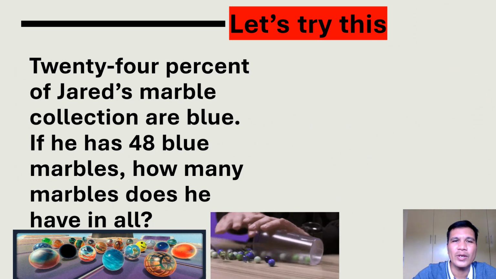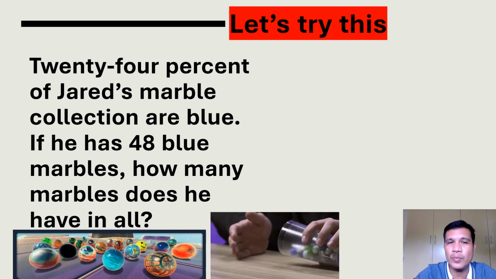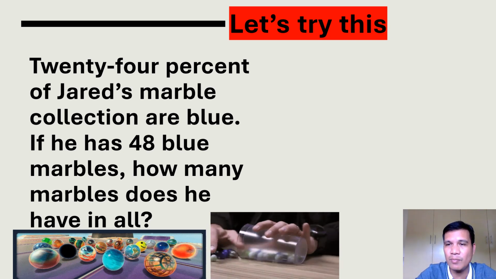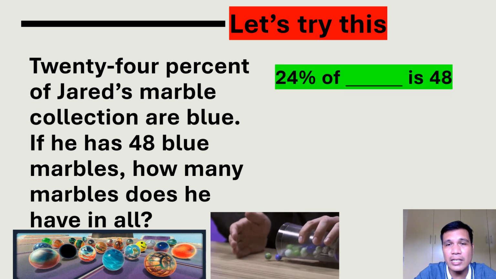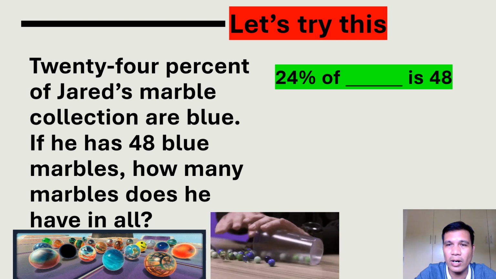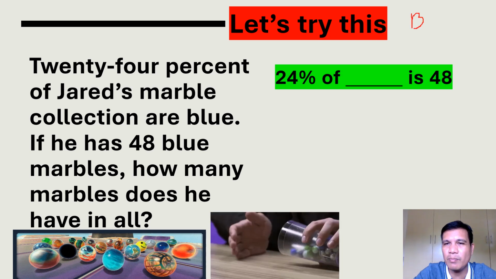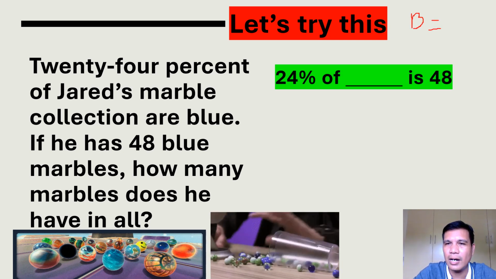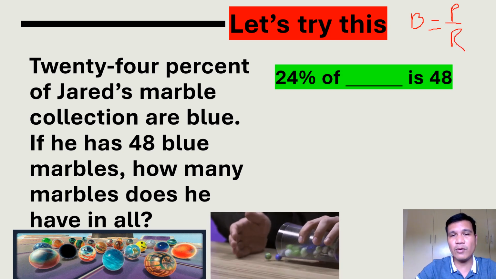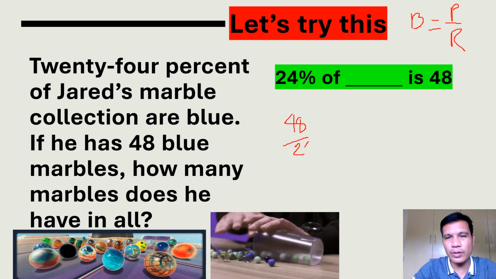Let us try this. 24% of Jared's marble collection are blue. If he has 48 blue marbles, how many marbles does he have in all? So let us find 24% of blank is 48. So again, we are going to get the base. At ang pagkuha ng base, that is percentage divide by rate. So, ang percentage natin ay 48. 48 natin, i-divide natin sa 24%.